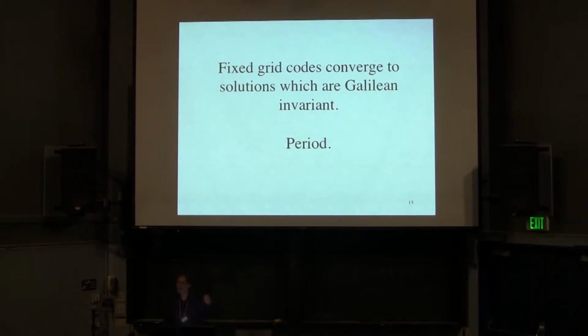Galilean grid codes are, I have not wasted my entire career. Fixed Eulerian grid codes are Galilean invariant. That's it. Yes, truncation error is not Galilean invariant, but that's a whole other matter. We can debate that separately. Okay, so I will now get off my soapbox.